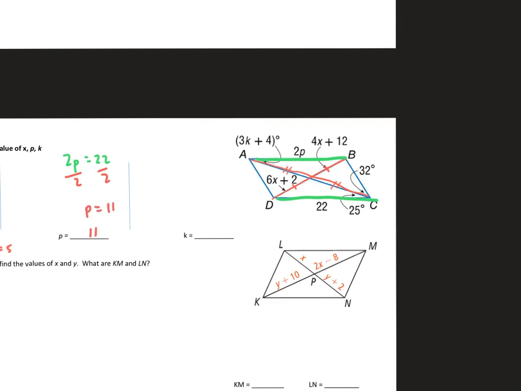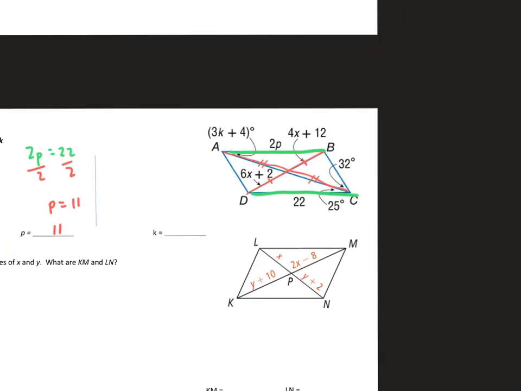And lastly, if I wanted to solve for k, I'm going to look. I've got the two green lines. Those lines are parallel by definition of a parallelogram. I see right here that segment AC is my transversal. So I'm going to set 3k plus 4 equal to 25. And in order to solve that, we subtract 4 from both sides. We get that 3k equals 21. Dividing both sides by 3 gives me k equals 7.